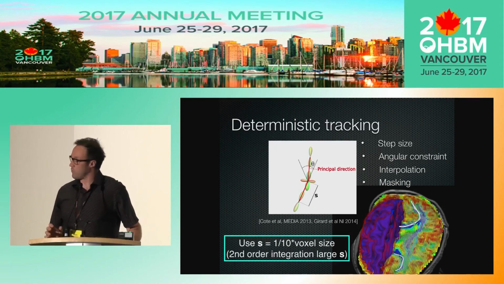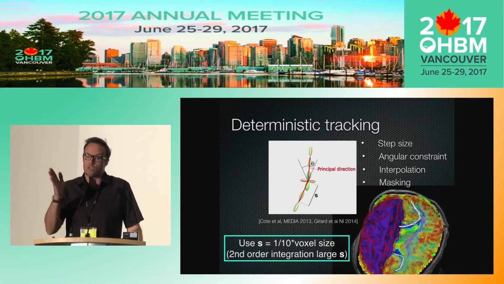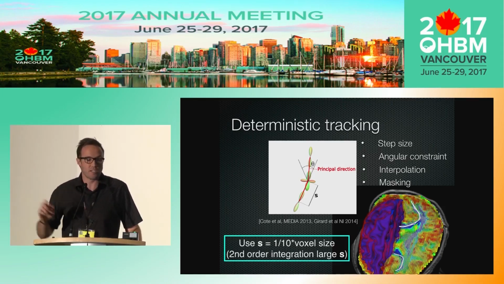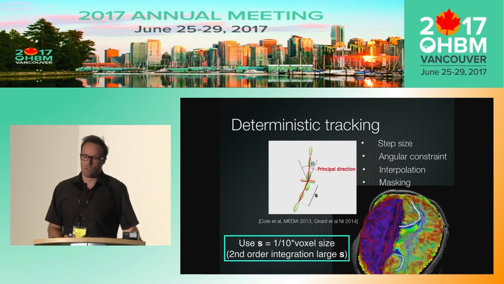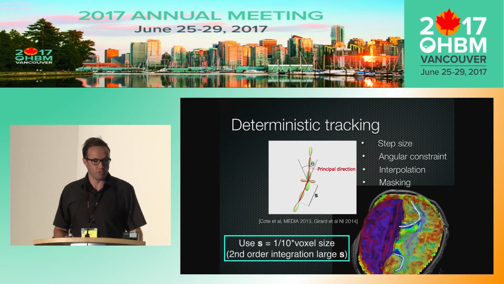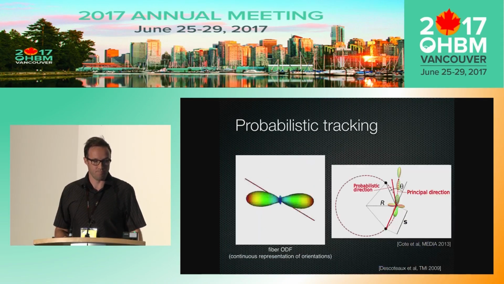is out there is for step size. If you're using just a straightforward linear step size, you use about 1/10 of your voxel size as a general rule of thumb for recommendation. And if you use a second-order integration, such as Runge-Kutta, you can have a little larger step size. And in general, a 60-degree angle is a good recommendation for deterministic tractography. But some recommendations are in these references here if you want to look at more details here.